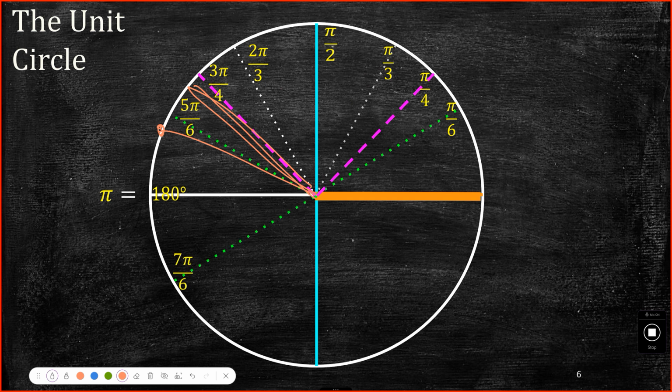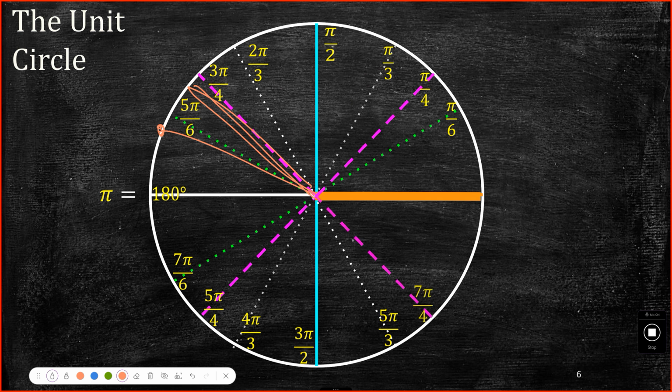6 plus 1 is 7 pi by 6. 5 pi by 4. 4 pi by 3. 3 pi by 2. If I got this next one here, it's going to be what? 5 pi by 3. 7 pi by 4. 11 pi by 6.